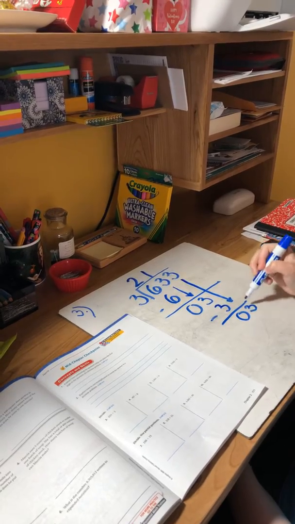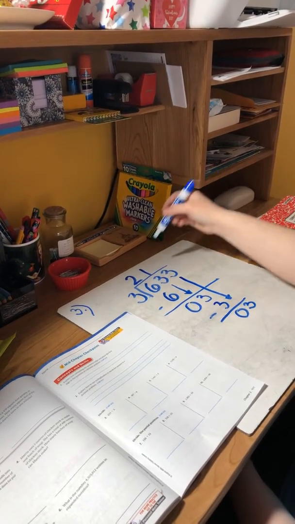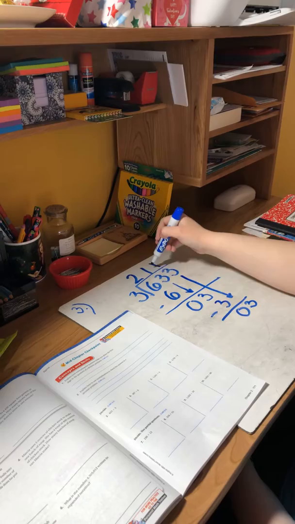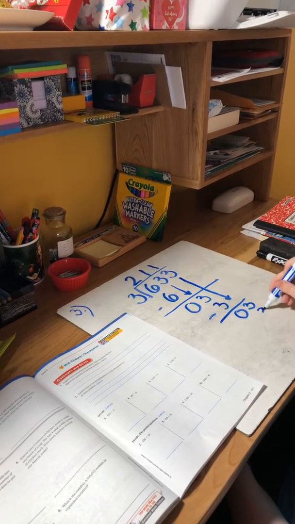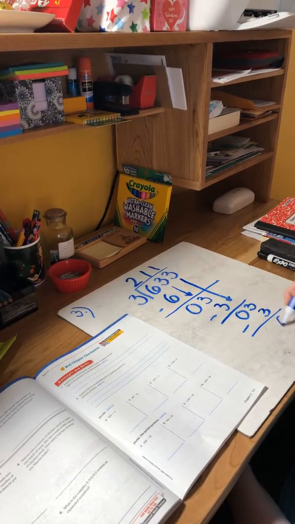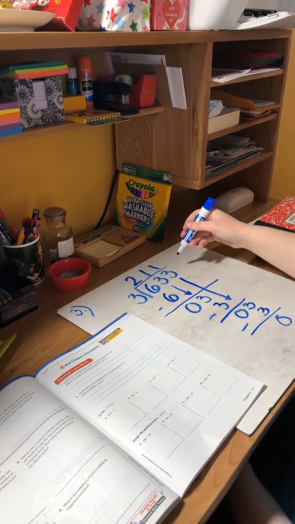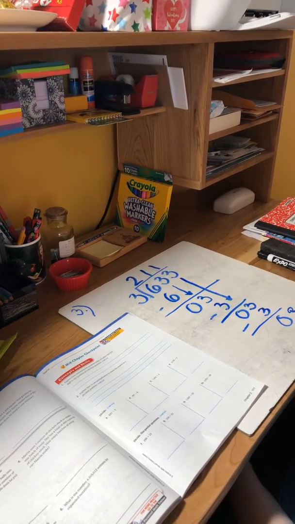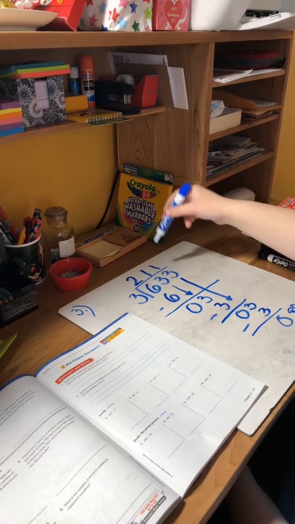So now we have 3. How many times can 3 go into 3? We know it can go in 1 time. 1 times 3 is 3. Subtract it and we get 0. There's no more to bring down, and the remainder would be 0, and the answer is 211.